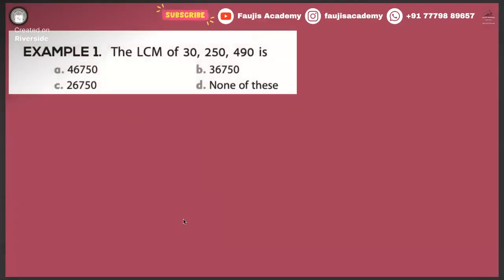Right. So with the prime factorization method, I want you guys to find out what is the LCM of this. Please take 1 minute of your time and tell me. With prime factorization, I want you to pick up your pen and paper and write it down like this.